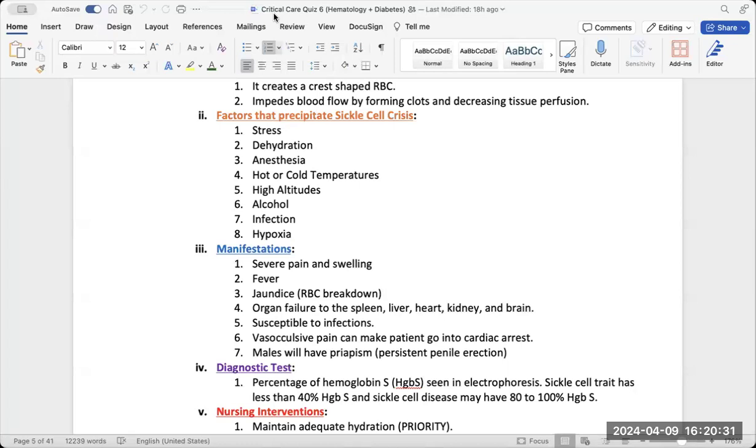Organ failure, like we talked about, an enlarged spleen or an autosplenectomy. It could even affect the liver, the heart, the kidney, the brain. They're very susceptible to infections. And the vaso-occlusive pain or the vaso-occlusion can be so bad they can go into cardiac arrest. And she said specifically for males, they can have priapism, which is basically a persistent penile erection.